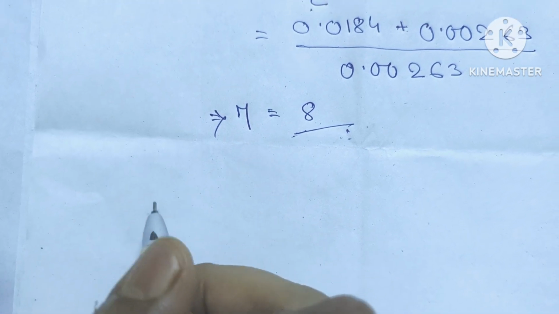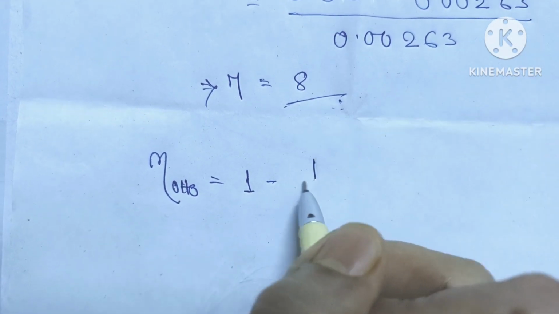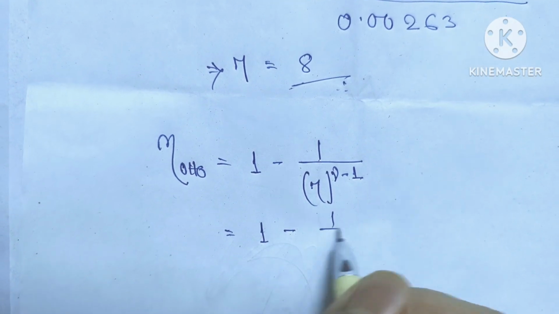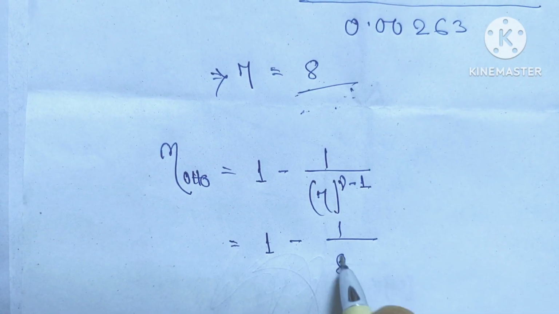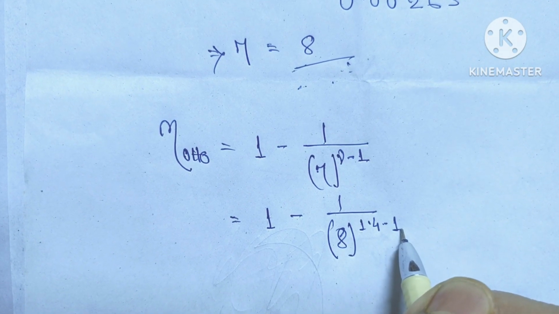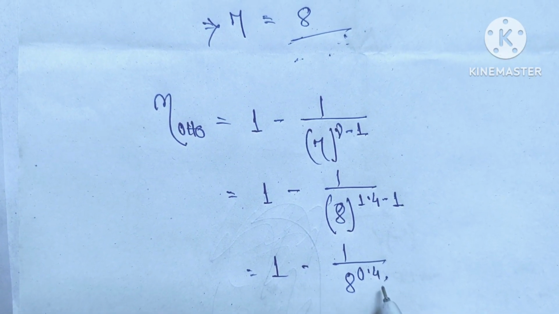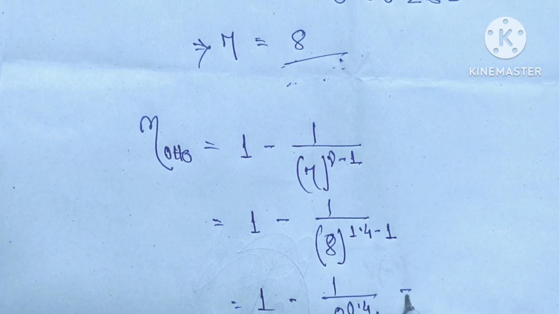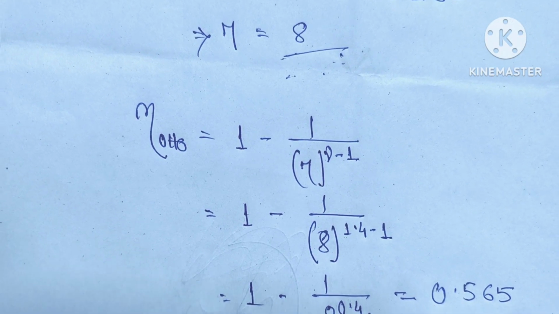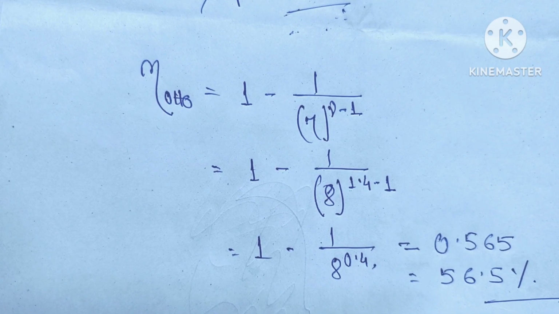Now for the air standard efficiency we need to write the formula eta Otto. I have written this formula in the previous problem: 1 minus 1 by r to the power gamma minus 1, that is equal to 1 minus 1 by the value of r is 8, and the value of gamma is not given in the problem, so for ideal condition we will take 1.4 minus 1, that is 1 minus 1 by 8 to the power 0.4, and by calculating this value you will get 0.565, that is 56.5%. This is the air standard efficiency for the Otto cycle.